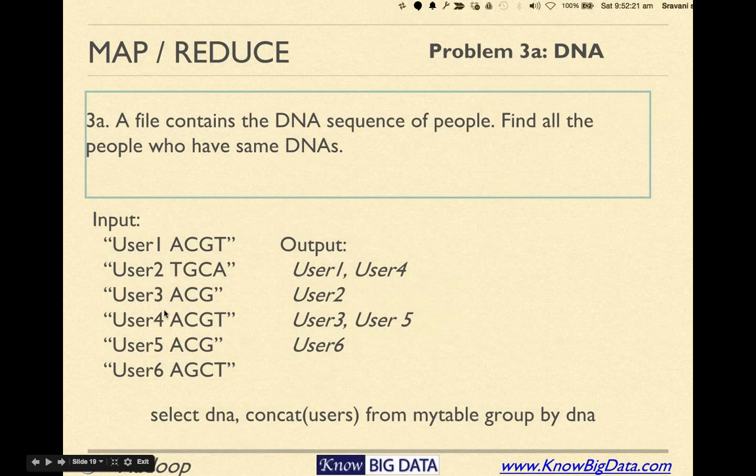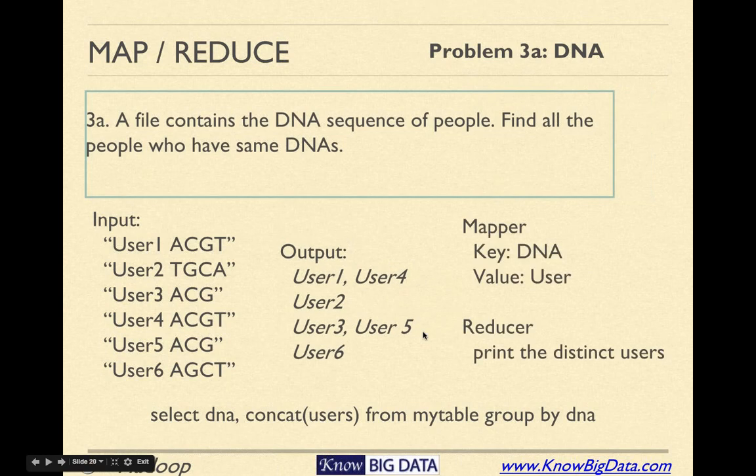Correct. So what we want to do is bring user 1 and user 4, who are ACGT, together. Probably you are thinking about the next problem because you have gone through the problem set. Yeah, correct. You are actually thinking about the next problem. All right, let me, okay.